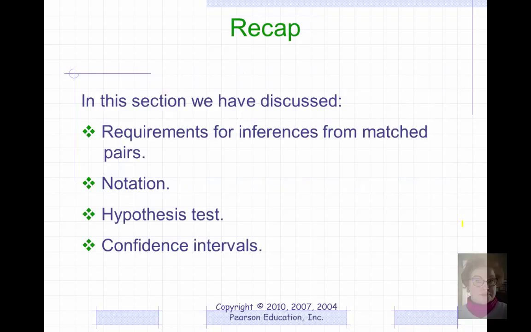What have we done? We've looked at what we need to do for matched pairs. We've looked at the notation. We've looked at hypothesis tests and confidence intervals, and now we're going to look at a few problems.